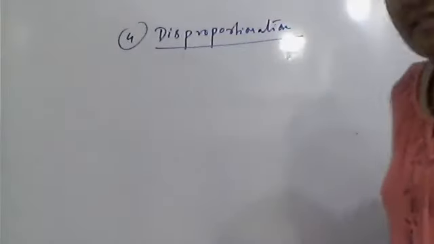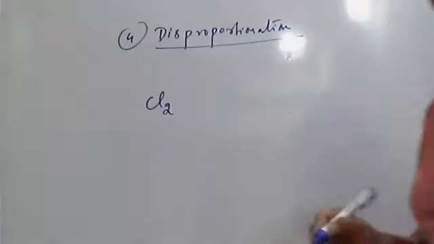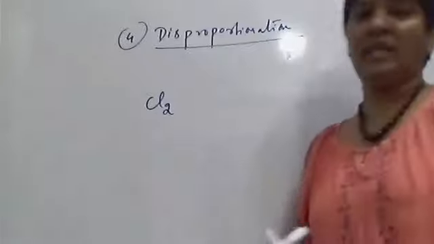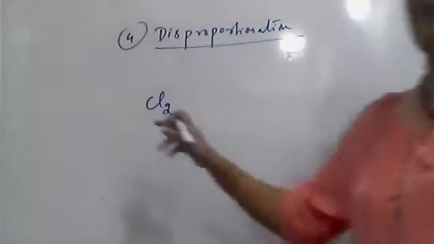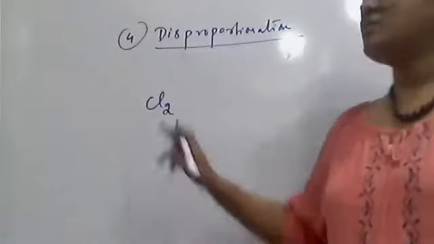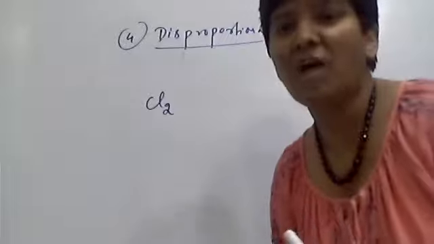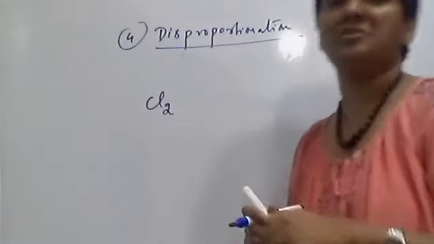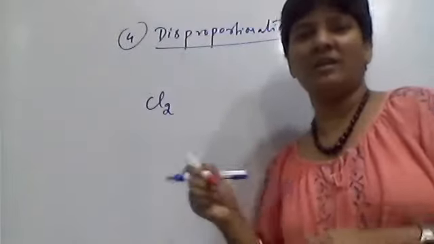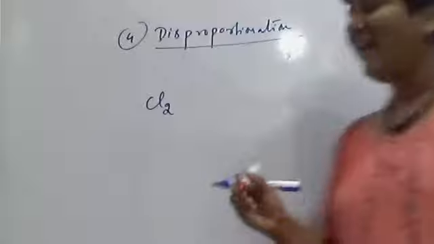Now take an example here, chlorine. Please tell me, what is the oxidation state of chlorine in Cl2? Everyone knows Cl2 is the elemental state. Yes or not? Elemental form. Very good. Thank you. Answer is 0.